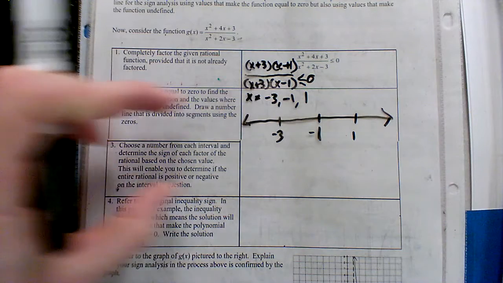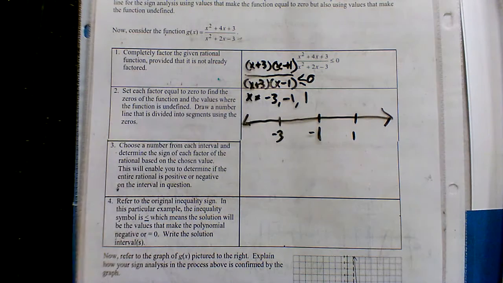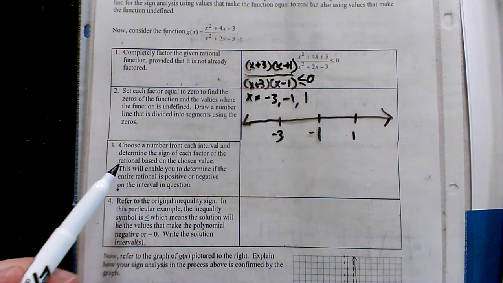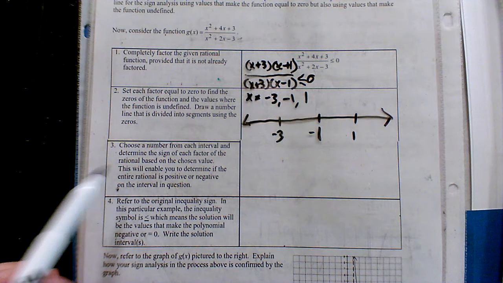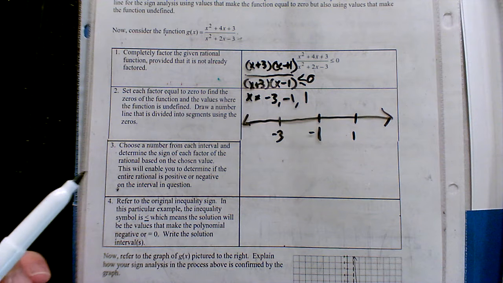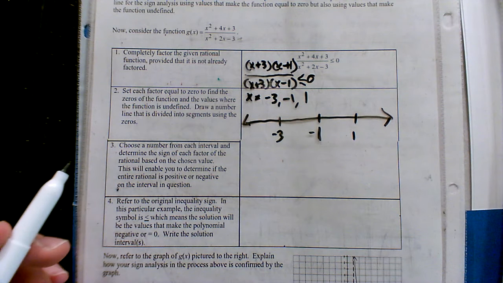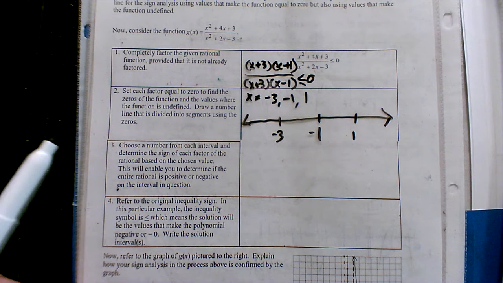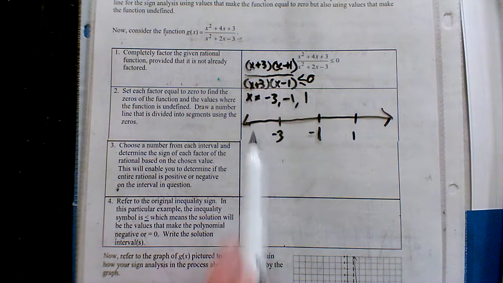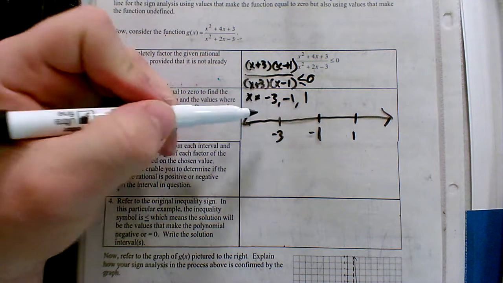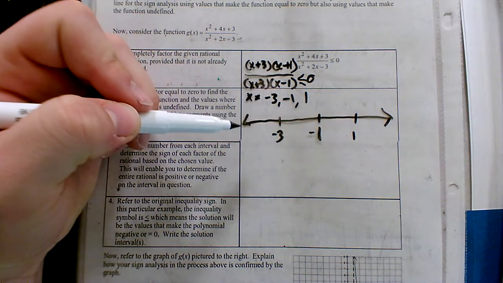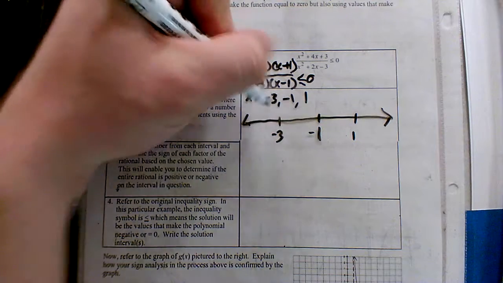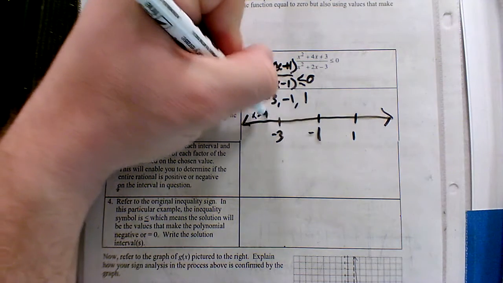Step 3, we can see it's still blocked with the number line part, so we're going to be using that number line. Choose a number from each interval and determine the sign of each factor of the rational based on the chosen value. This will enable you to determine if the entire rational is positive or negative on the interval in question. So we want to determine in each of these intervals if it's positive or negative. So we need to choose a value within these intervals. So from -3, we can pick any value. Let's say x equals -10.